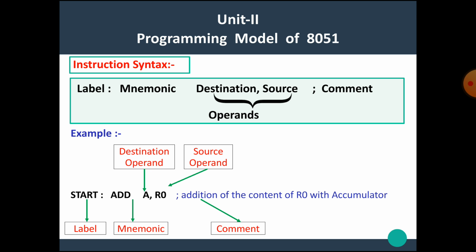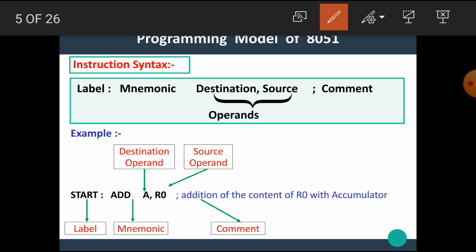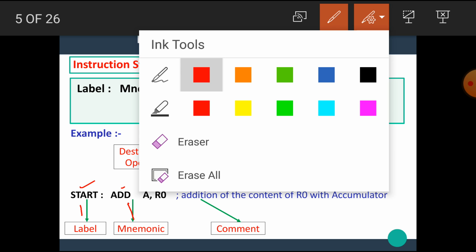Now let's see one example here. START: ADD A, R0, and the comment is addition of the content of R0 with accumulator. Here START is the label. ADD means the operation to be performed is addition. R0 is the source operand. A, that means accumulator, is the destination operand, and the comment is addition of the content of R0 with accumulator.